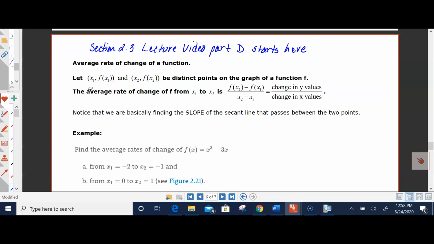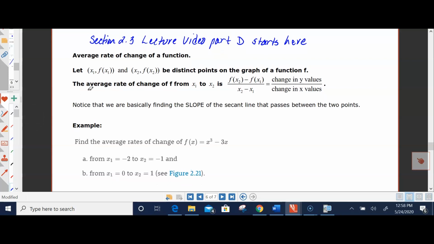Okay, so let's take a look at the average rate of change. Don't let that scare you. Average rate of change is, and let's see if you recognize it as something we did previously. If I have 2 points, x1, f of x1 and x2, f of x2, let's let those be 2 points on the graph of our function. Then the average rate of change is given by this formula.